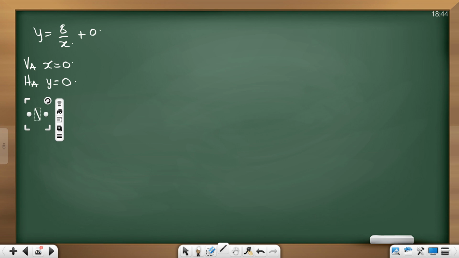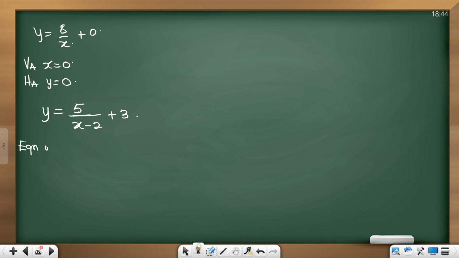Now, guys, if I have this equation, 5 over X minus 2 plus 3, everybody, please write down the equation of the asymptote for me. Okay, let me write my questions. Number 1, please get me the equation of the asymptote. Start working quickly.